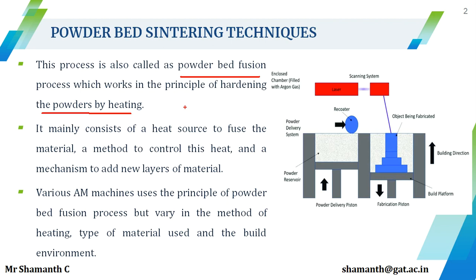Say for example, you have taken a metal powder and you have spread it on a build platform. And once you have spread it on a build platform, if the principle of this particular technique is hardening the powders, then it is very much understood that you need to have a heat source. So it mainly consists of a heat source to fuse the material, and then there should be a method to control this heat, whatever is being supplied, and also a mechanism to add new layers of material.